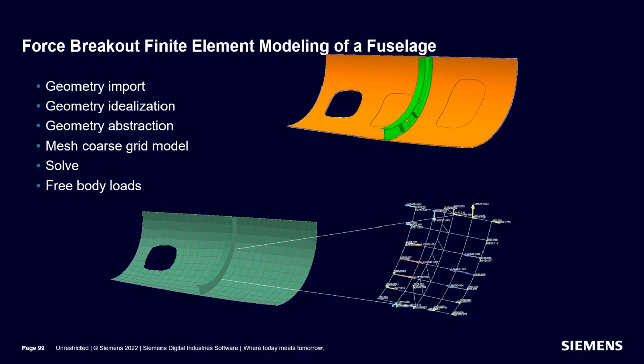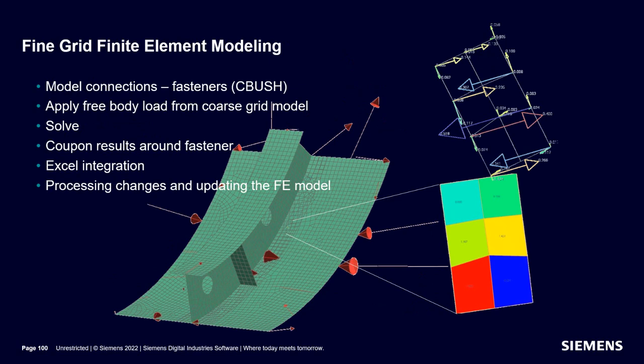Today we'll create a force breakout finite element model of a section of a fuselage. We'll start by importing geometry from a third-party CAD package. Simcenter 3D works equally well with native or imported geometry. Next we'll prepare the geometry for meshing, create the finite element model, solve, and recover free body loads.